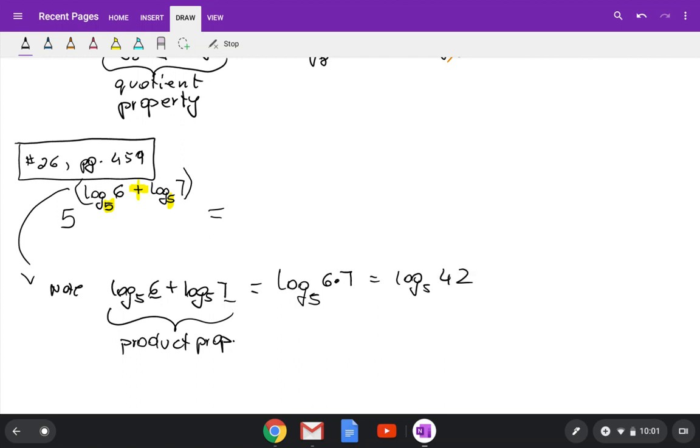I will go back to our problem and rewrite that as 5 to the power of log base 5 of 42. I'm showing work: we simplify that exponent. Now the base of the exponential expression is the same as the base of the log. That means they cancel each other, and the remaining expression is your answer, which is 42. So 42 is the final answer.